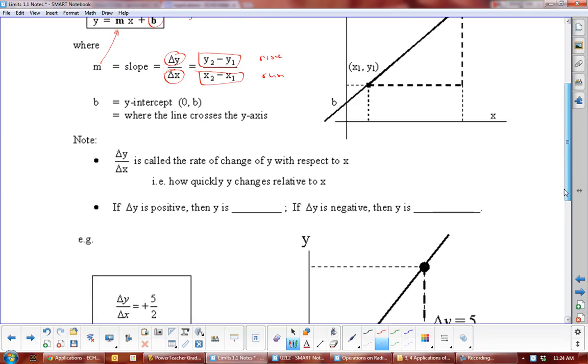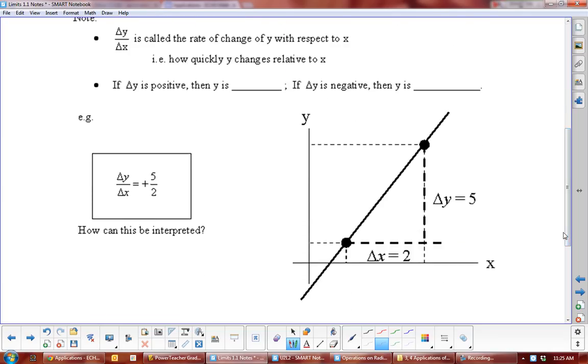So delta y over delta x is your rate of change. It's how quickly y changes relative to x. If delta y is positive, then it is increasing. If delta y is negative, it is decreasing. Okay, now you guys have done this stuff to death, right? I mean, you know that positive slope, you're going up, negative slope, you're going down.